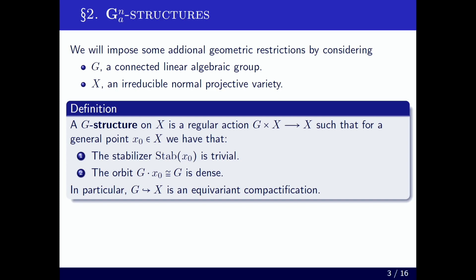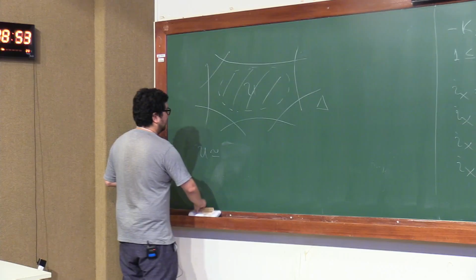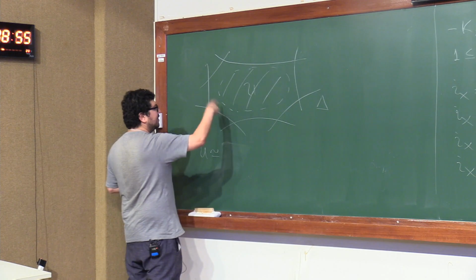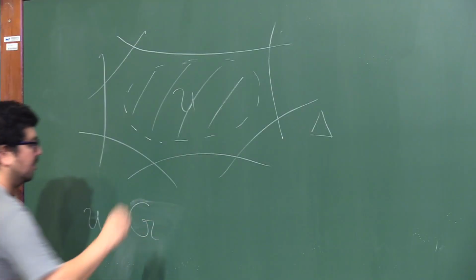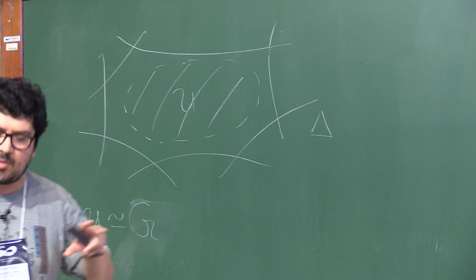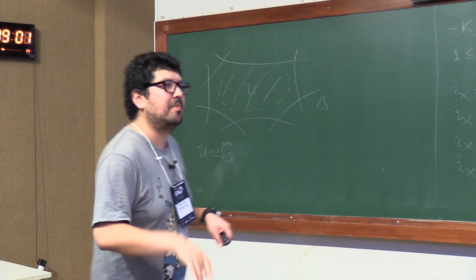What is a nice action? You have an action of your algebraic group, and you pick a general point, and the orbit is dense, and the stabilizer is trivial. So in that case, your open set is isomorphic to your group. So it's essentially an equivariant compactification of your group.